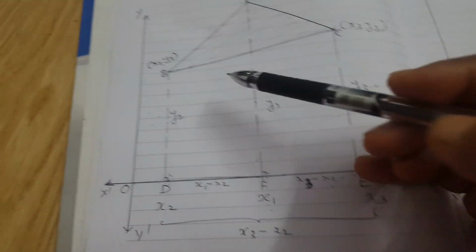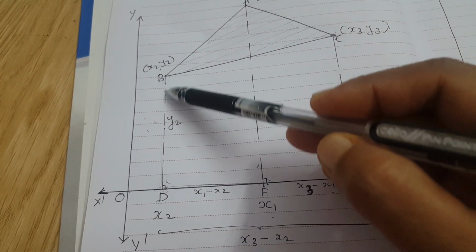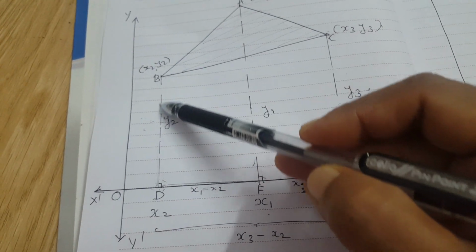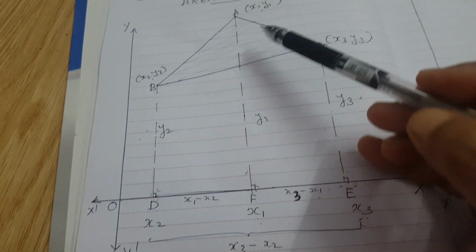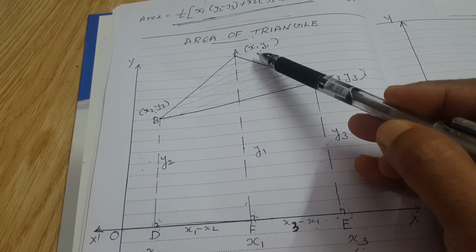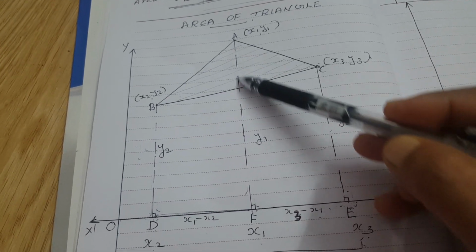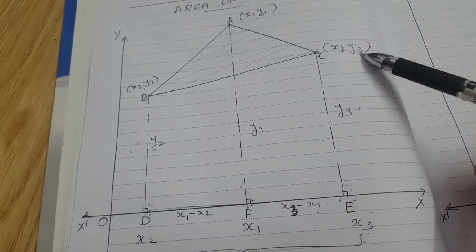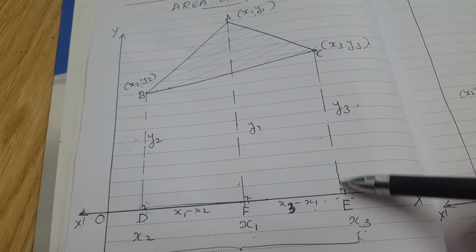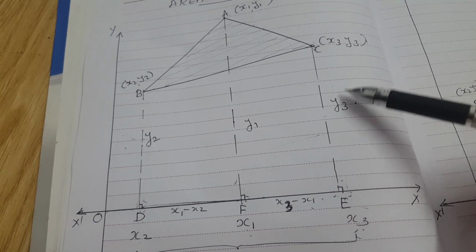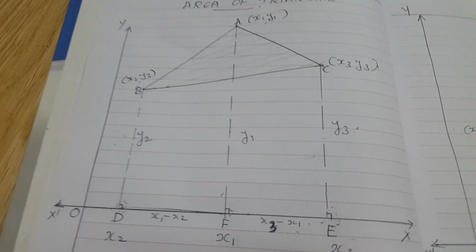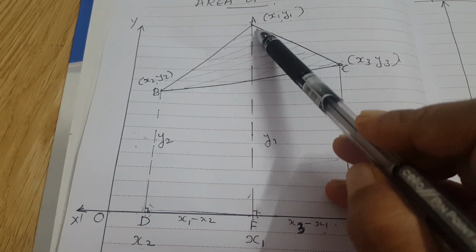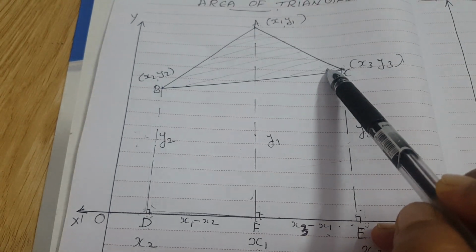Keep it in mind. And the vertical height, this point is y2. So the vertical height BD is y2. This is the point (x1, y1). So vertically AF is y1 units. And it's a point (x3, y3). So the vertical distance CE is y3. All these are familiar to you. And now our purpose is to find the area of triangle ABC.